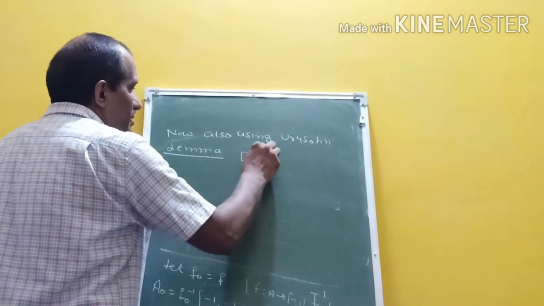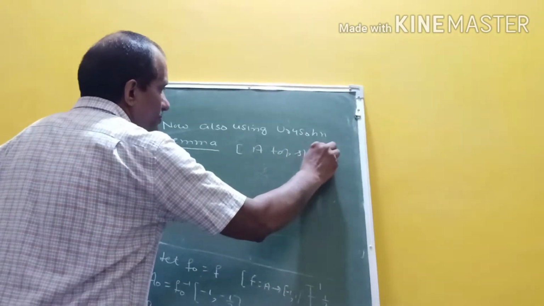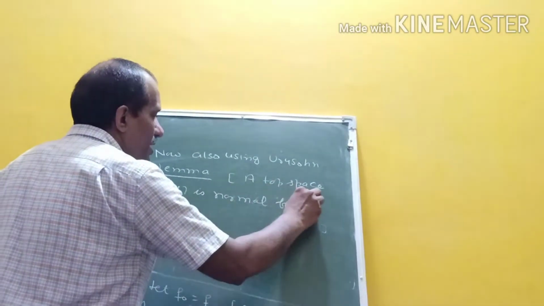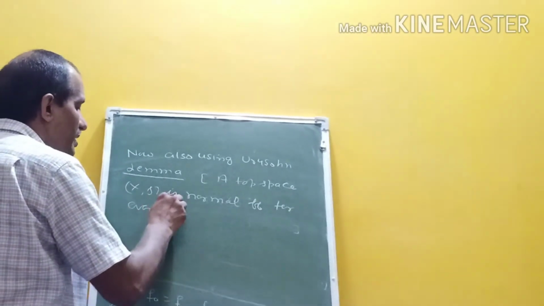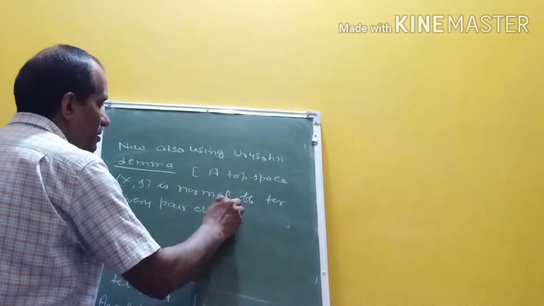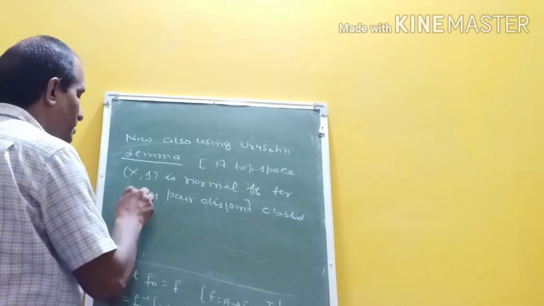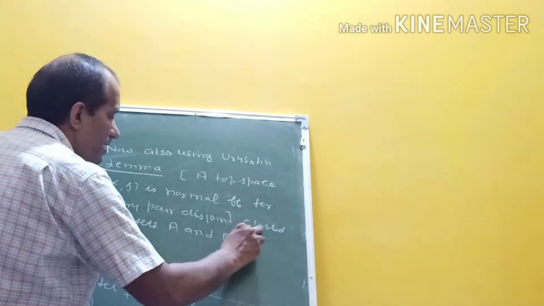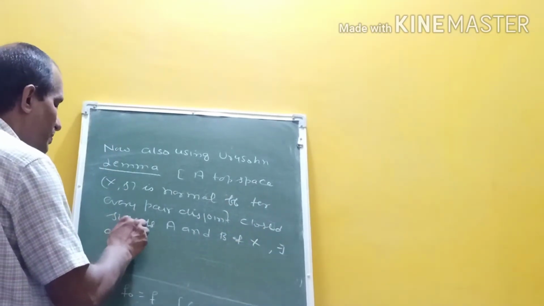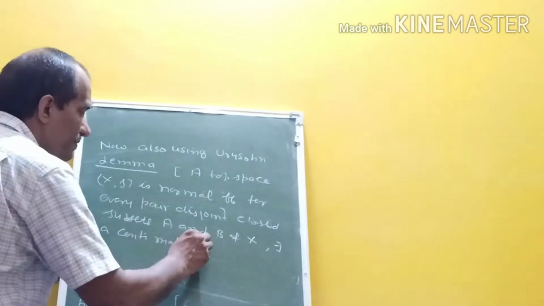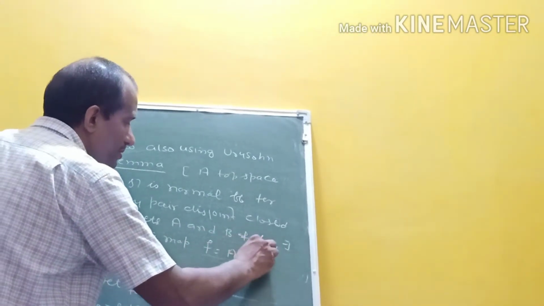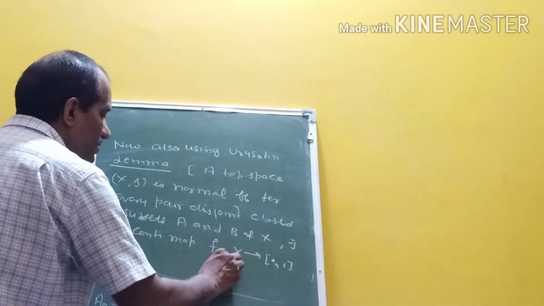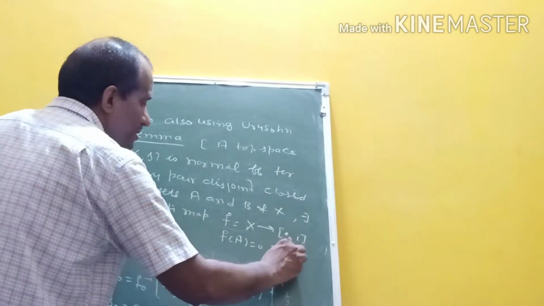A topological space X is normal if and only if for every pair of disjoint closed subsets A and B of X, there exists a continuous map f from X to [0, 1] such that f of A is equal to 0 and f of B is equal to 1.